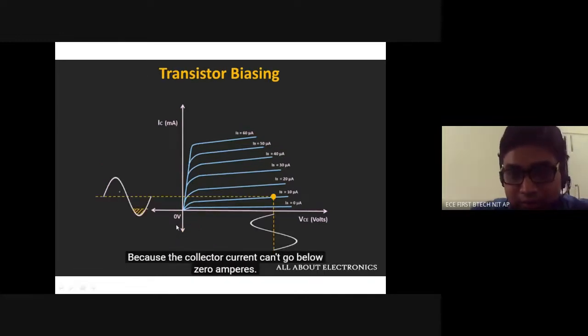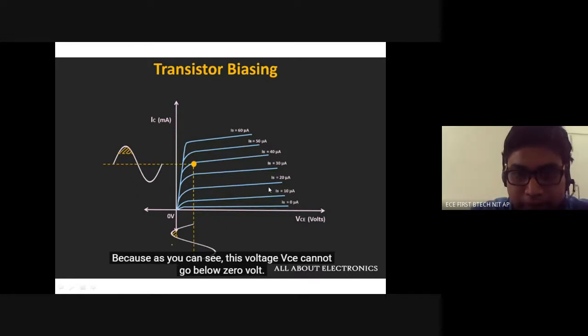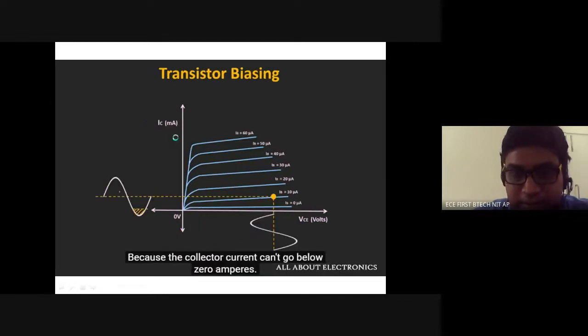Similarly, if our operating point is somewhere here, now this operating point is somewhere near the maximum value of the collector current, because somewhere we get our maximum collector current, which you have derived as VCC by RC. So it is near our maximum collector current. Similarly, somewhere it is near the cutoff point here.